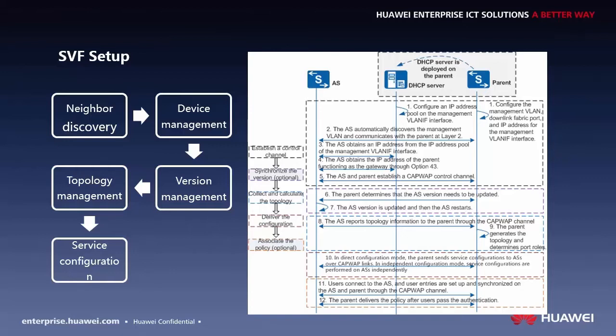Phase 4. Topology management. The parent collects LLDP neighbor information of all ASs and calculates the SVF topology. Last phase, service configuration. In direct configuration mode, the parent sends service configurations to ASs over CAPWAP links. In independent configuration mode, service configurations are performed on ASs independently.